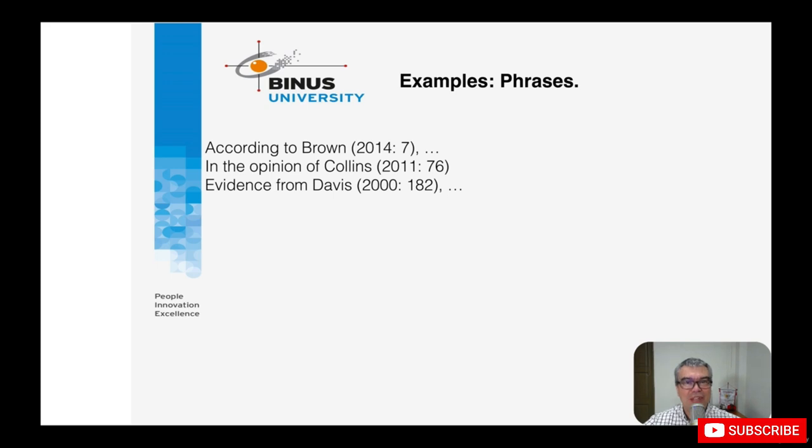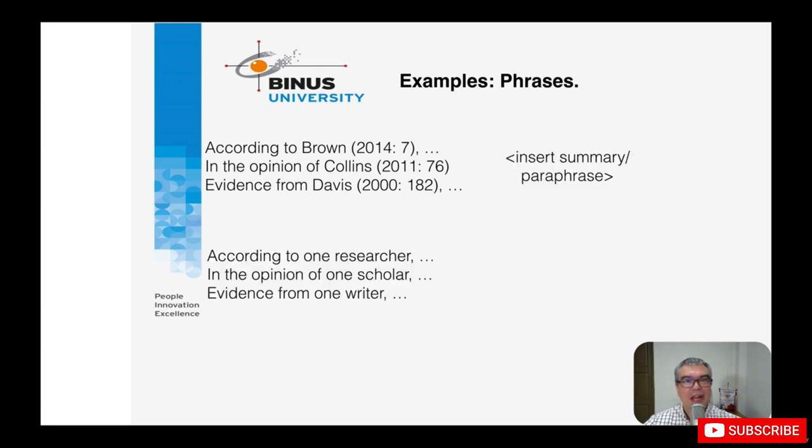Evidence from Davis, blah blah blah. After that, of course, it will be your paraphrase or summary of the ideas you are describing from that author. Finally, another way of making a citation is to make a statement, but the actual information about the author and the publishing year is just given in brackets at the end of the sentence.